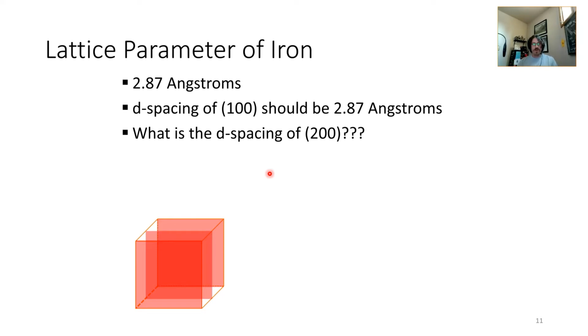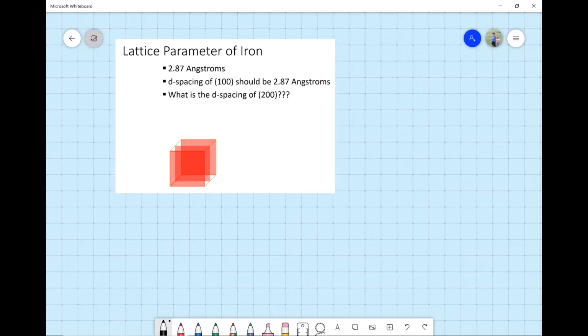Or you can visualize it. Okay, so the d-spacing is 2.87. So the d-spacing of 100 is 2.87. The d-spacing of 200 is half of 2.87, because it's the half space. So that's one way to think about it. And we can work it out the long way right now.